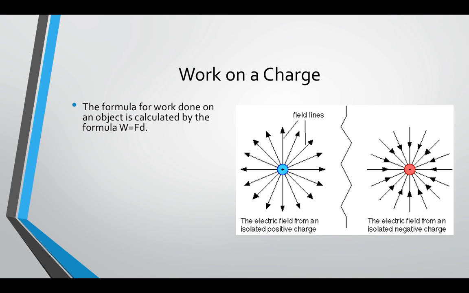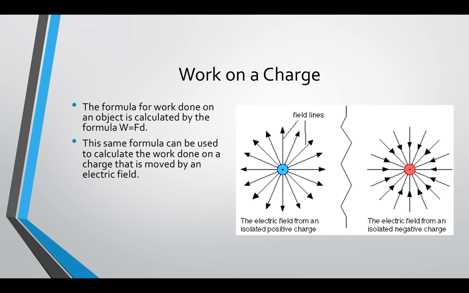Most of us already know how to calculate work that's done on any regular object using the formula work equals force times distance. Essentially, the same formula can be used to calculate the work that's done on a charge moved in an electric field. We can use the force that it takes to move the charge through the field multiplied by the distance that it's moved through the field.